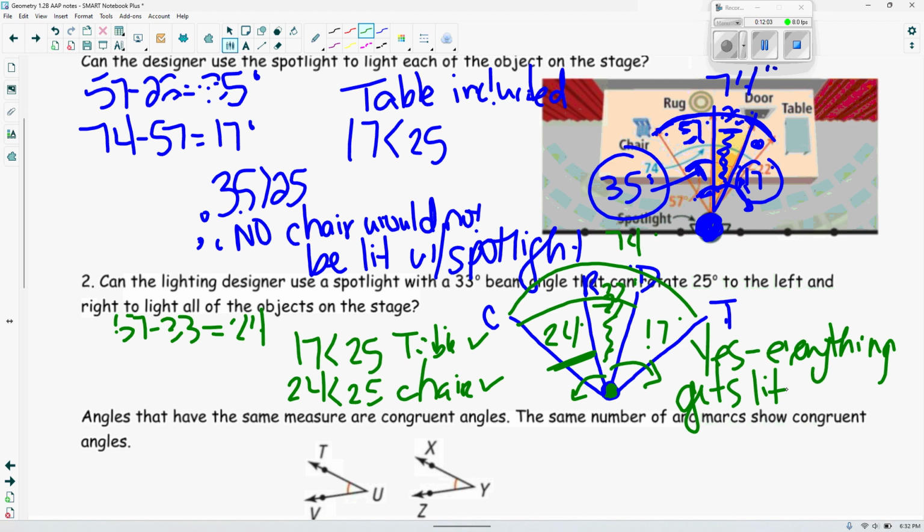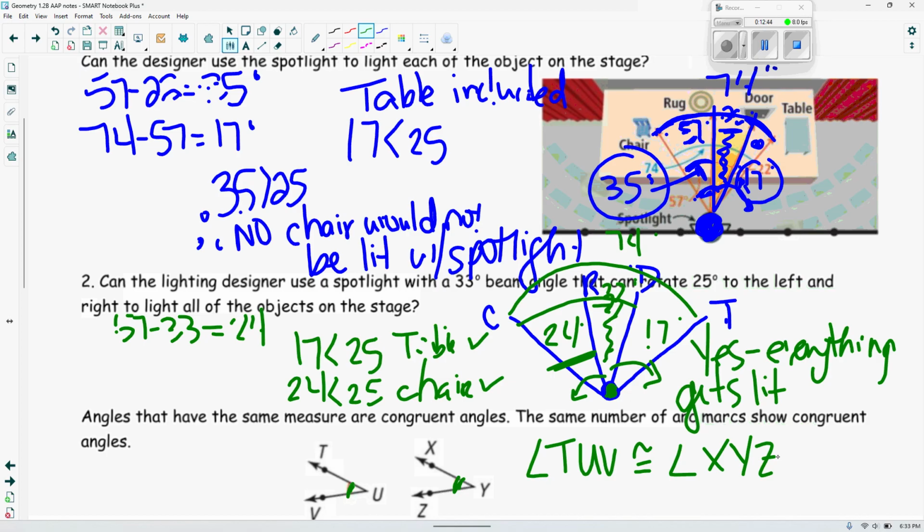Yesterday we talked about segments and congruent segments. So today we're going to talk about congruent angles. Angles that have the same measure are congruent angles. The same number of arc marks or angle marks show congruent angles. So in here I have one little mark, and over here I have one little mark. That's telling me that they have the exact same measure. They're not telling me what measure that is, but I know that they are the same size. So I could say angle TUV is congruent to angle XYZ.